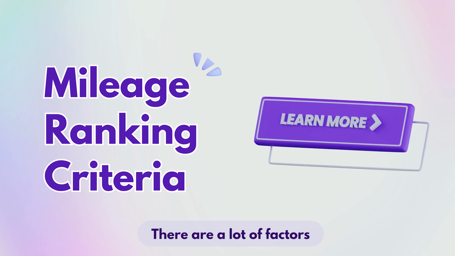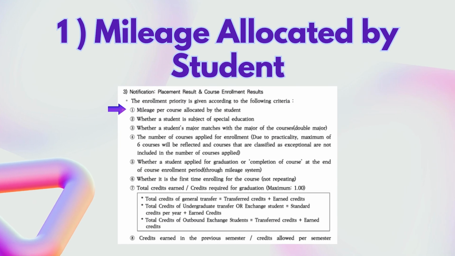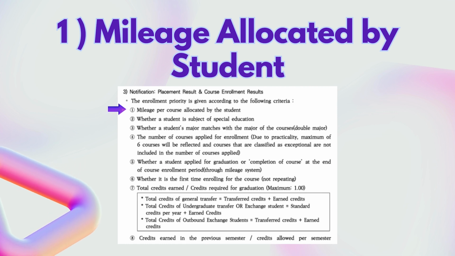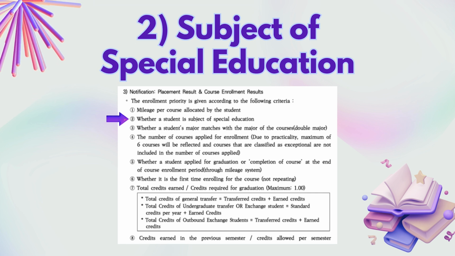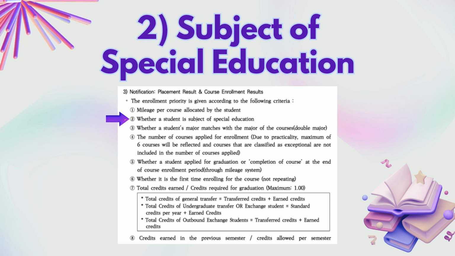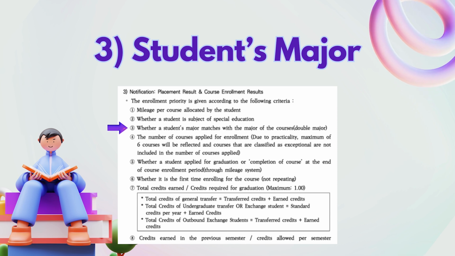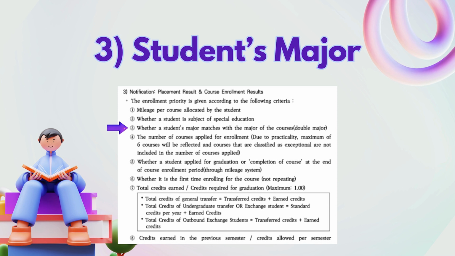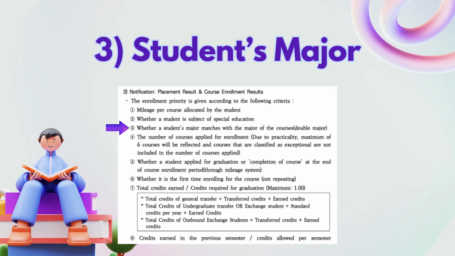There are a lot of factors that influence the mileage rank. Here are those criteria. The first one is mileage per course allocated by the student. The second factor is whether a student is a subject of special education, or more easily understood, a student who is physically disabled will be given priority to take the course. The third one is whether a student's major matches with the major of the course, including double major. And in the last clip, student 3 is enrolled in the course since she is a major student while student 2 is not.